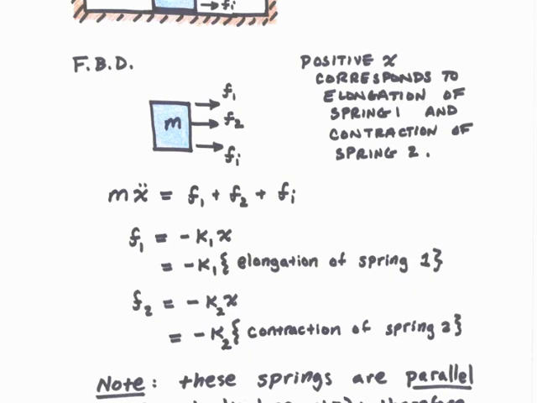Now from my free body diagram, I can write the equation of motion. I'll have m x double dot equals the sum of the forces, and that will be F1 plus F2 plus Fi. All of these are acting in the free body diagram to accelerate the mass toward the right, which is the positive direction for the variable x. So now I need to find out how F1 and F2 are related to x.